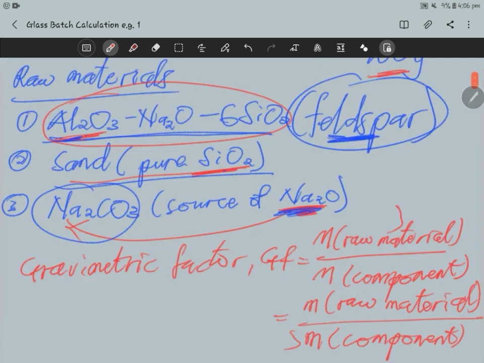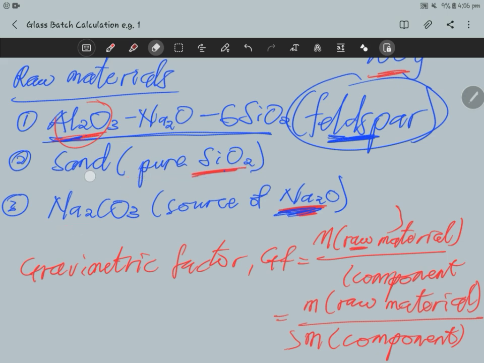So when we compare it, if you are doing the gravimetric factor, it is the molecular mass of the raw material, which is the molecular mass of all of this, over the molecular mass of the component, and that will give us the GF, or the mass of the raw material over the mass of the component that we are looking for. Because there might be times where it's not the component they are looking for, you're actually looking for the mass of the raw material. But we'll go step by step to see what's actually happening. So let's see.